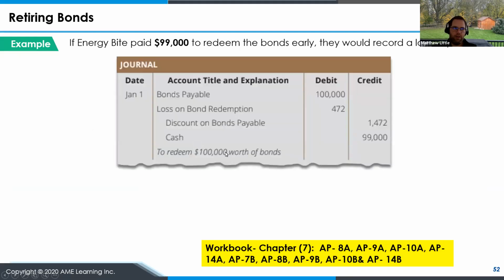Okay. So if we paid $99,000 to buy those bonds back, we would give up cash of $99,000, credit. We need to get rid of the bonds payable, $100,000. We need to get rid of what's remaining on the discount of $1,472. And the difference would be the loss, because we paid more than what the net book value was of those bonds. So we would have a loss on bond redemption in this example of $472, and that does happen.